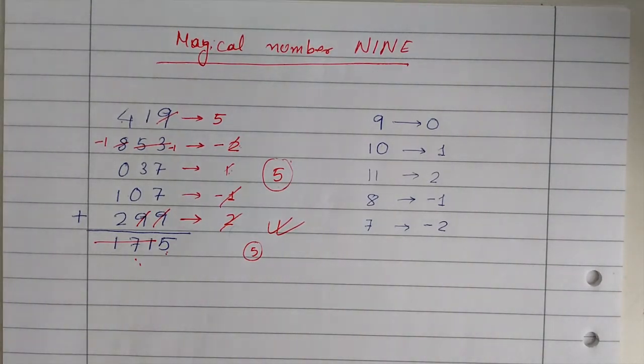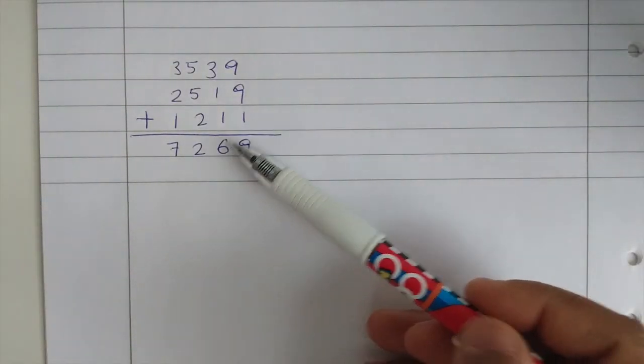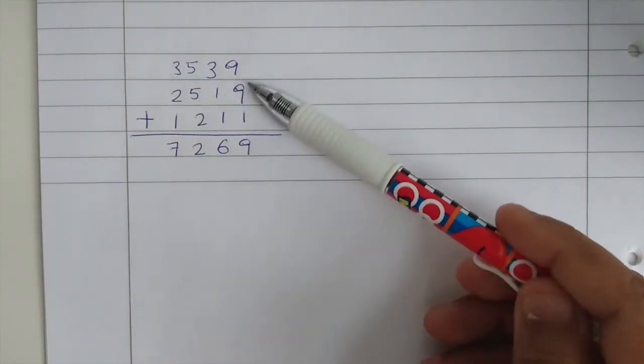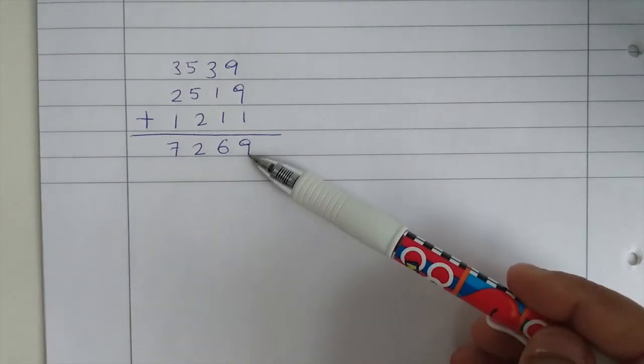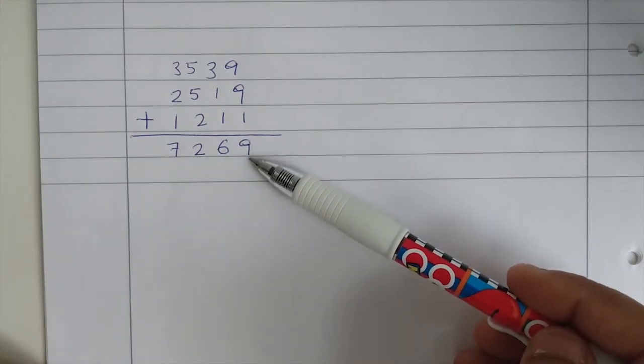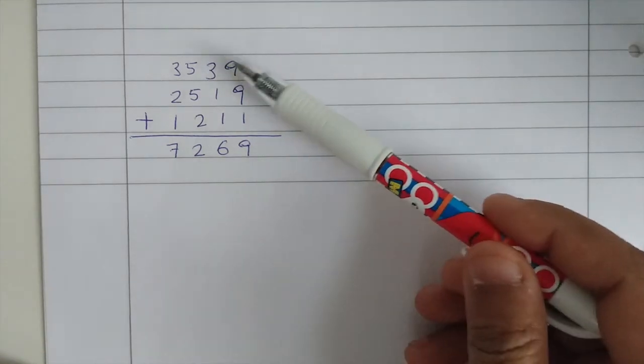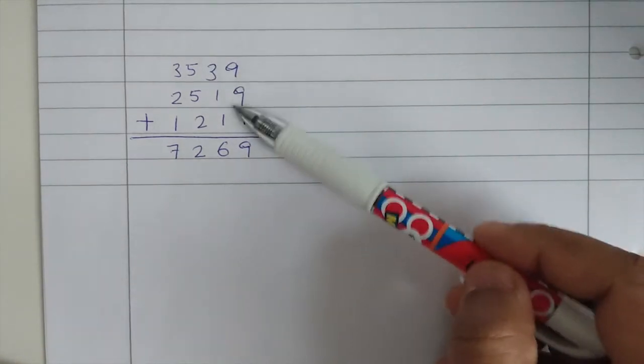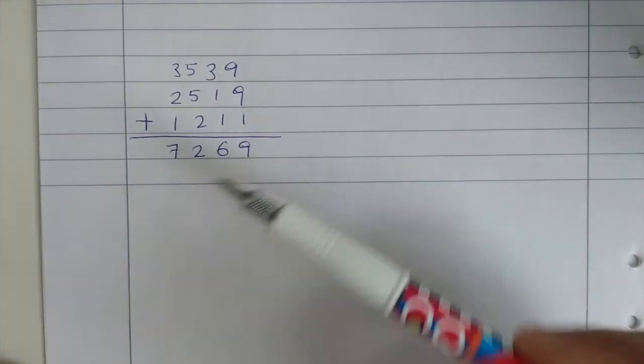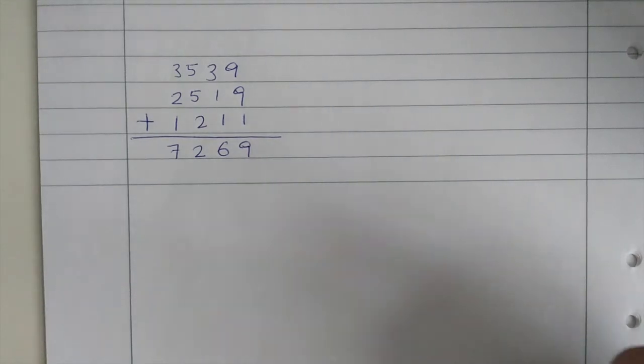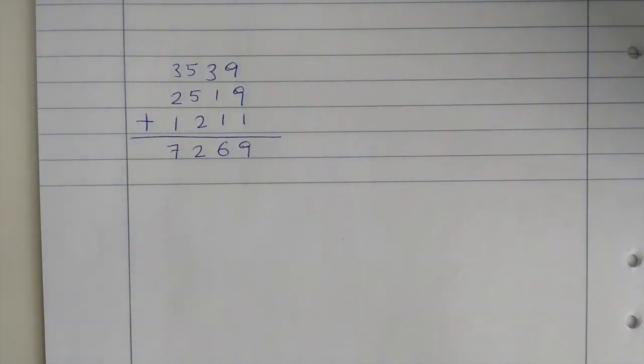All right, let's take another example. Now I have these big numbers. These three 4-digit numbers add up to give us this final solution. Let us check if the sum of all of these 3 numbers is really 7269 or not. How do we verify it without using a calculator?